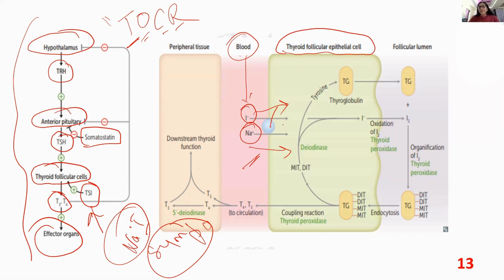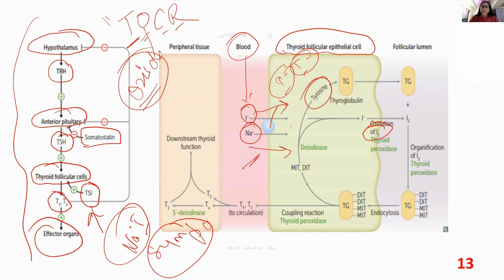Once the iodine is inside the thyroid follicular cell, it undergoes oxidation. How does it happen? This iodine combines with another iodine molecule, so it forms iodide. This is iodide formation. Then it is oxidized with tyrosine. Tyrosine is the amino acid which is present inside the thyroglobulin.